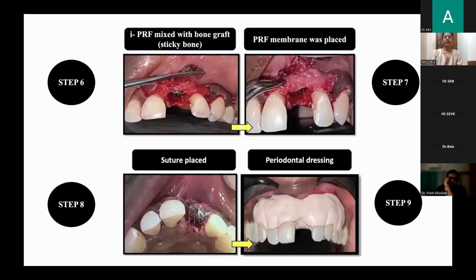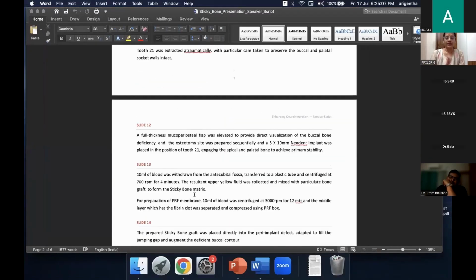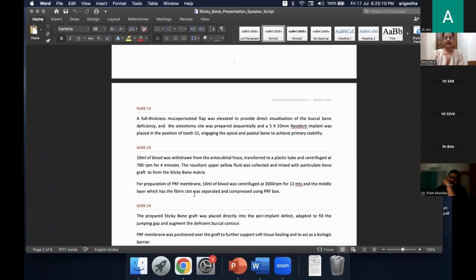Then the prepared PRF membrane was placed into the site to fill the jumping gap and also to completely cover the defect. Then the PRF membrane was placed over the bone graft. It was then sutured to achieve primary closure, and a periodontal dressing was given during the initial healing stages. The patient reported after 9 months following uneventful healing.